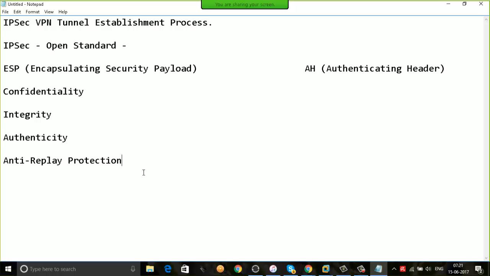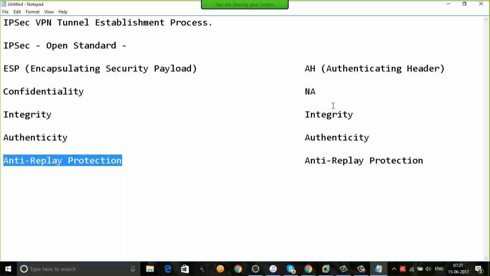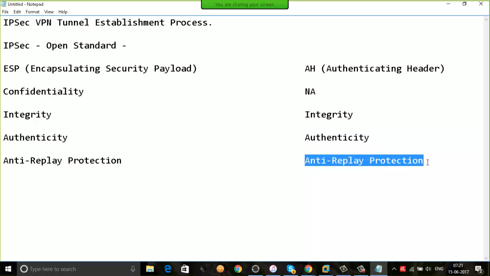What about the Authenticating Header? Yes, I can support anti-replay protection. Yes, authenticity is available. Integrity is available. Whereas confidentiality is not available in AH. If you use the protocol ESP, you have all these features. Whereas when you take the help of AH, except confidentiality, the rest of the features are available. So depending on the situation, you can take a call on which protocol you have to use.